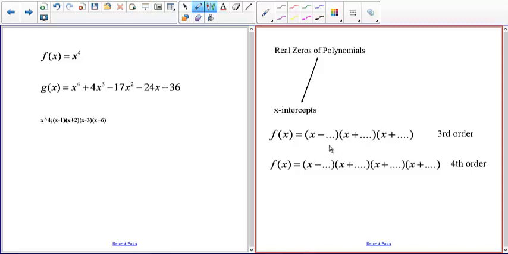zeros. Now for third order polynomials or any odd ordered polynomial, you'll have at least 1, but they always have to be an odd number. So if it's a third order polynomial, you can have 1 or 3 zeros. If it's a fifth order polynomial, you can have 1, 3 zeros, or 5 zeros. Likewise, with fourth order polynomials, there you can have 0, 2, 4, 6. So these are always, here you had 1, 3, 5. Here you can have 0, 2, 4, 6.